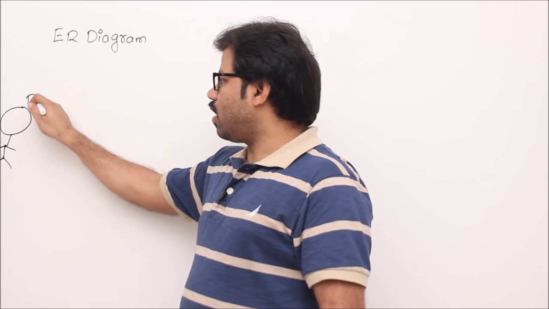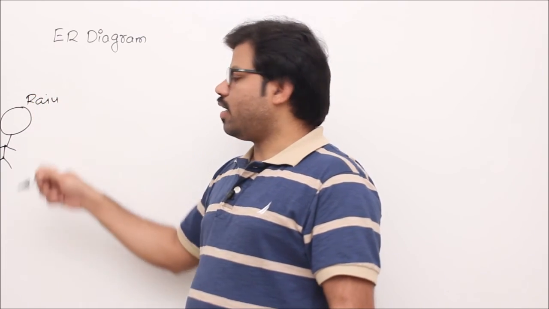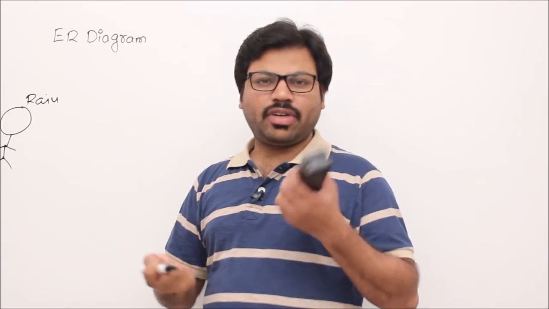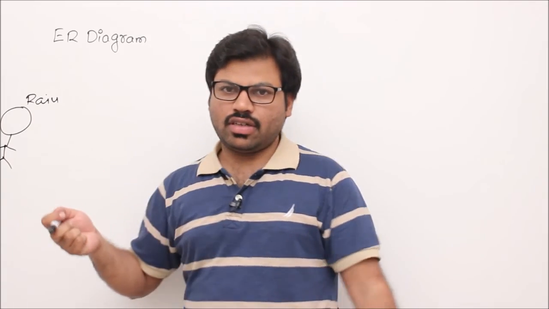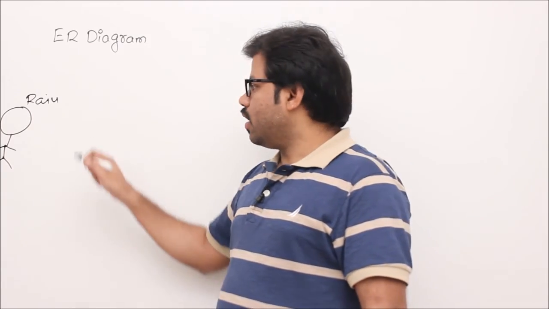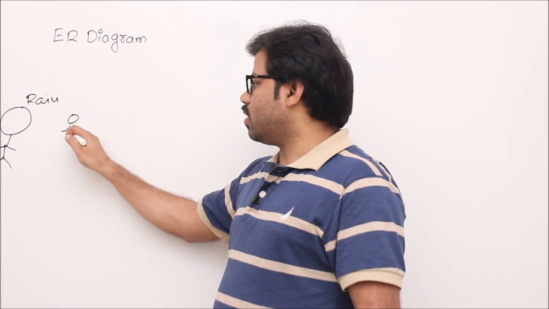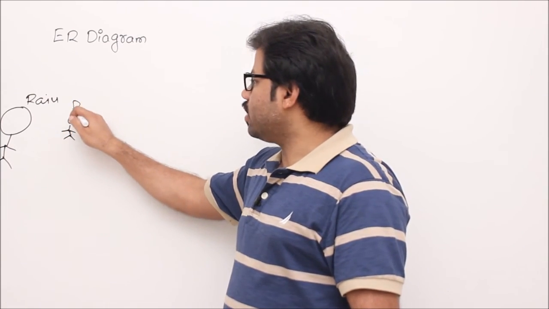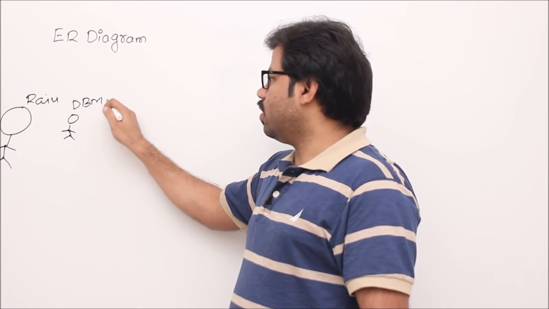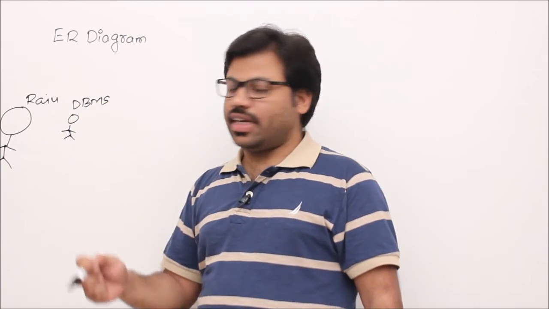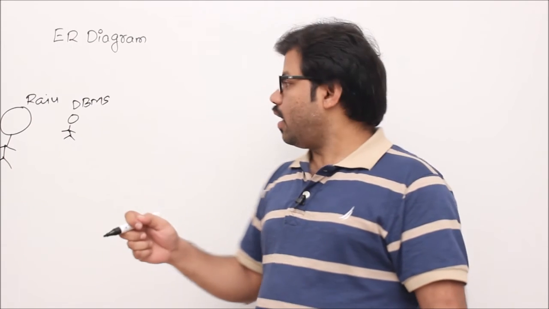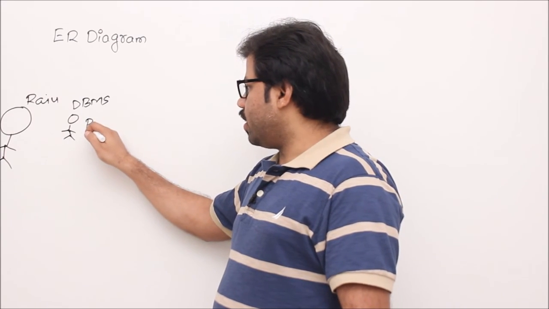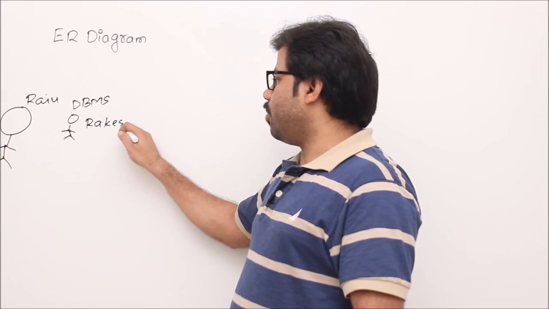So there is a person called Raju. Raju wants to have some tables to store his information, but he doesn't know how to store it. Then the designer comes into the picture, otherwise called a DBMS expert. This DBMS expert is going to store the data on behalf of Raju. Let's call him Rakesh.